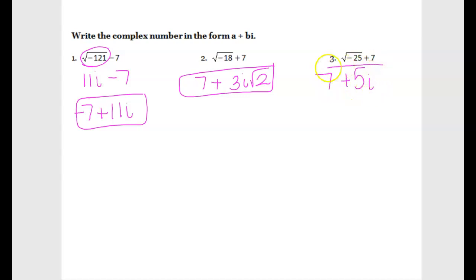In number 3, the square root of negative 25 becomes 5i. The 7 does not combine. They're not like terms. You can add i's to i's, just like you can add an x to an x. You can add numbers to numbers, but you can't add numbers to i's.